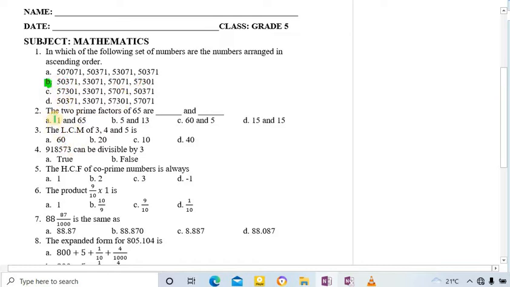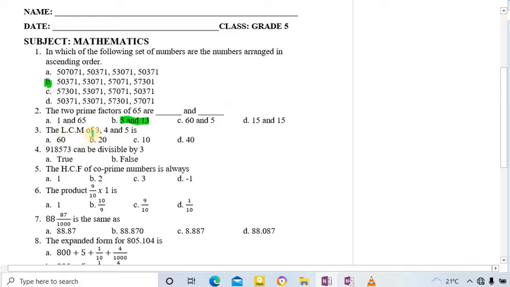Number 2, the two prime factors of 65 is, what are prime factors? Prime factors are numbers that you multiply to get another number which are prime. Though we could multiply 1 and 65 to get 65, 65 is not a prime number. It has more than two factors. So our answer will be B, 5 and 13.